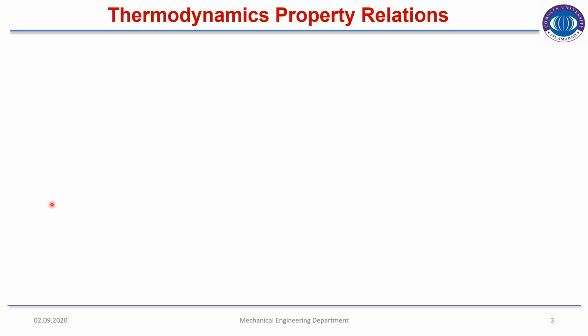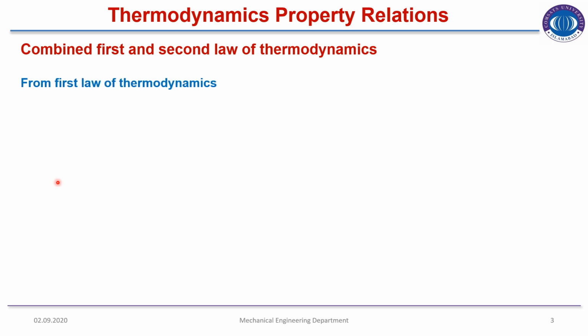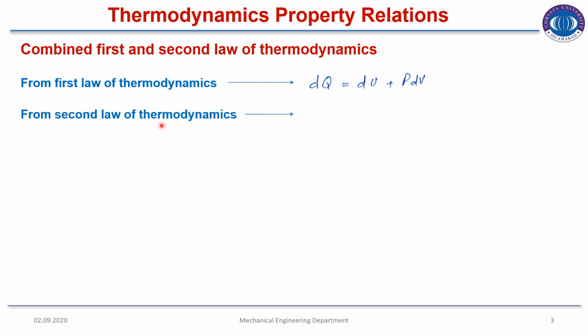Thermodynamics property relations. In this topic we will combine the first and second law of thermodynamics. From the first law of thermodynamics we have dq is equal to du plus p dv. So we have dq is equal to du plus w, and for w we have work done equal to pressure into change in specific volume, p dv. And from the second law of thermodynamics we have ds is equal to dq by t for reversible.